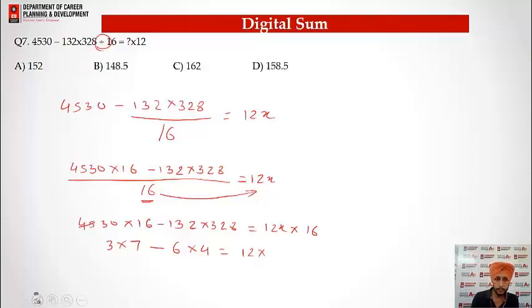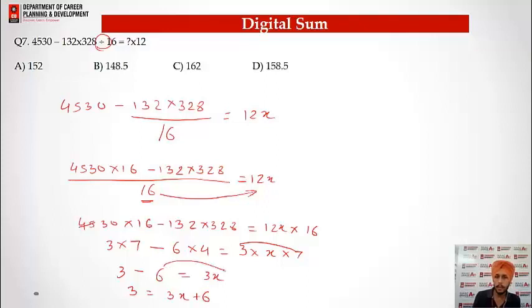12 is 3 into x into 7. So 7 into 3 is 21, that is 3, minus 6 into 4 is 24, that is 6, is equals to 7 into 3, 21, or 21 will become 3x. So the final step will be 3 is equals to 3x plus 6.